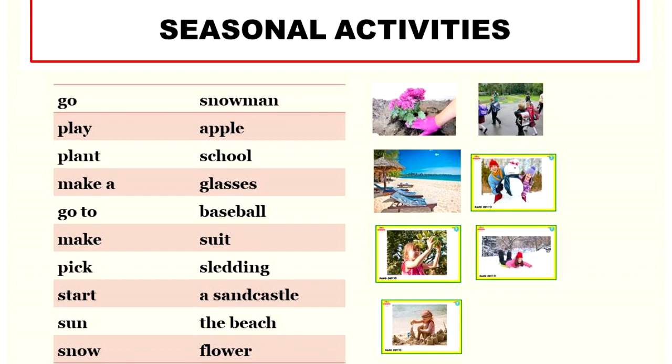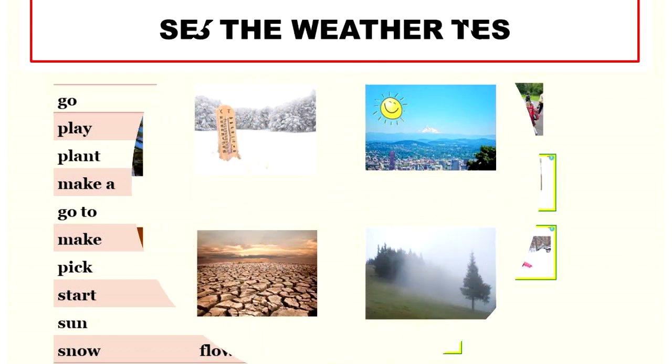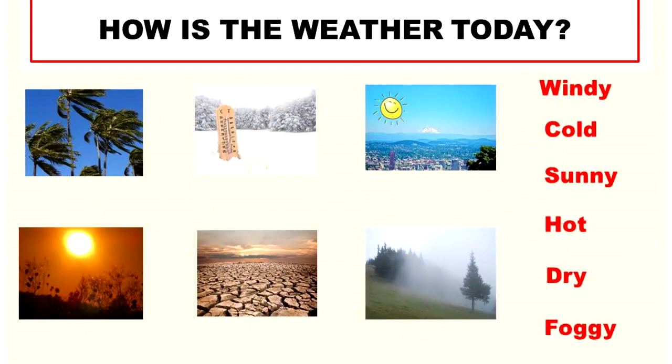The next one, many students wear a backpack, maybe they go to school, okay? And you will see another one at the beach, maybe go to the beach. Next, number 4 can be make a snowman, can be pick apples, can be go sledding and make a sandcastle, okay? So this is the seasonal activity.